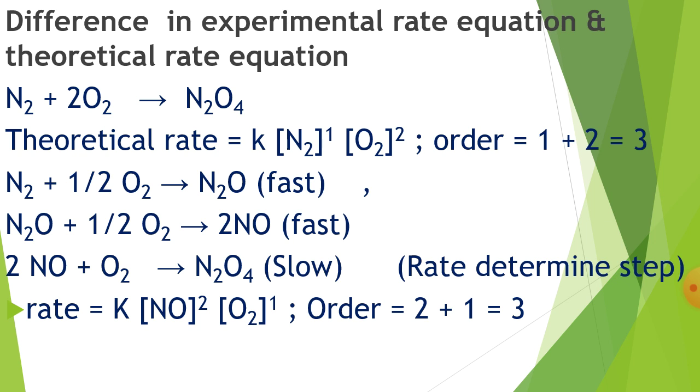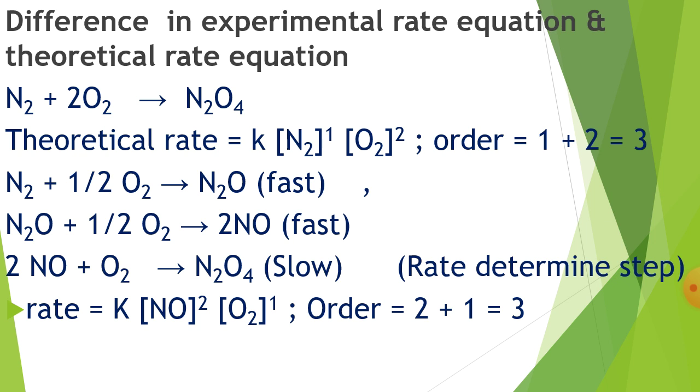Now the theoretical rate equals k[N2][O2]^2. Here the stoichiometric coefficient of N2 is 1, that's why the power is 1, and for O2 the stoichiometric coefficient is 2, that's why the power is 2. So the order of reaction is the total of the powers: 1 + 2 = 3, that is a third order reaction. So by seeing the balanced equation, we find the theoretical rate is third order, in which the rate of reaction depends upon the first power of N2 and the second power of O2.